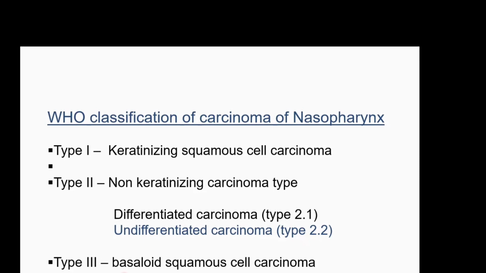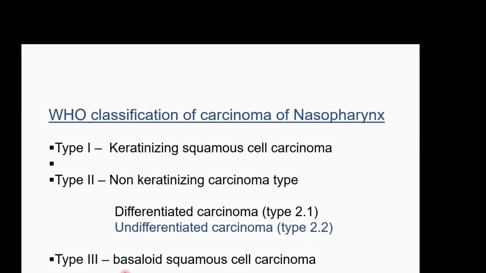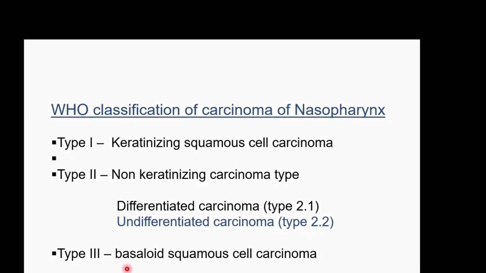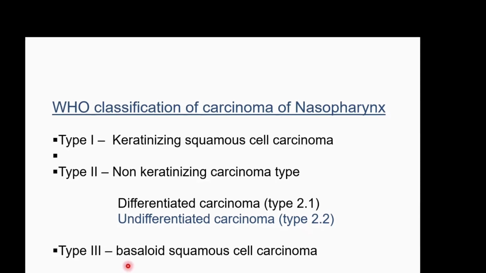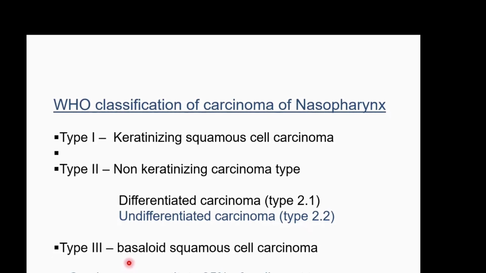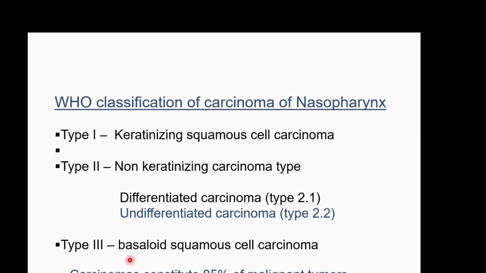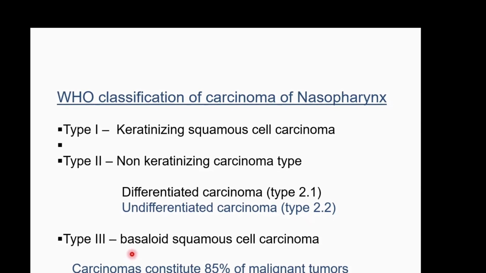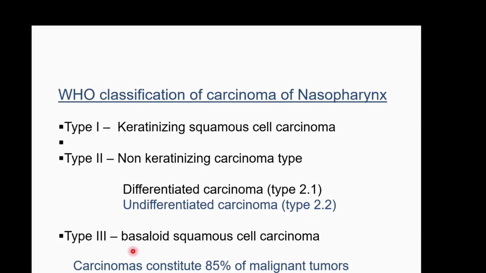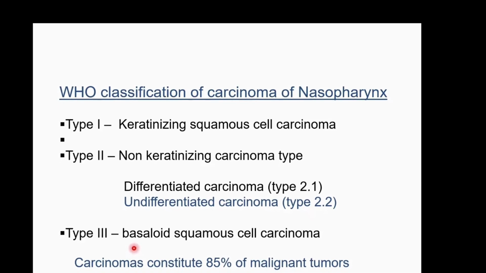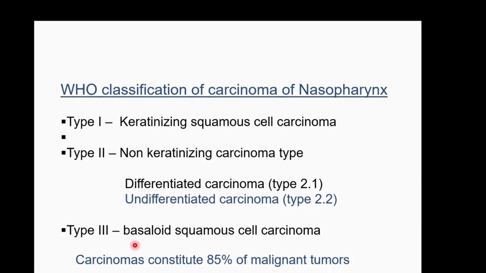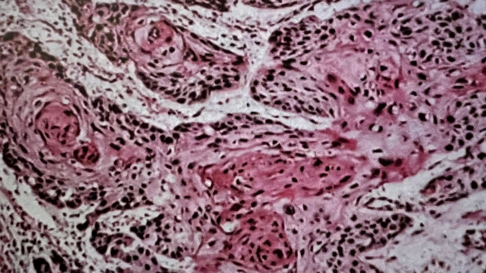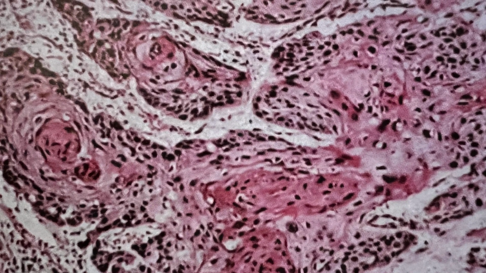The recent WHO classification of carcinoma of the nasopharynx: type 1 is keratinizing squamous cell carcinoma, type 2 is non-keratinizing squamous cell carcinoma, and type 3 is basaloid squamous cell carcinoma. The most common type is keratinizing squamous cell carcinoma, which is mostly related to smoking. The second most common is non-keratinizing squamous cell carcinoma, which is related to Epstein-Barr virus. The third is very aggressive, that is basaloid squamous cell carcinoma. In non-keratinizing, there are two types: differentiated and undifferentiated squamous cell carcinoma.